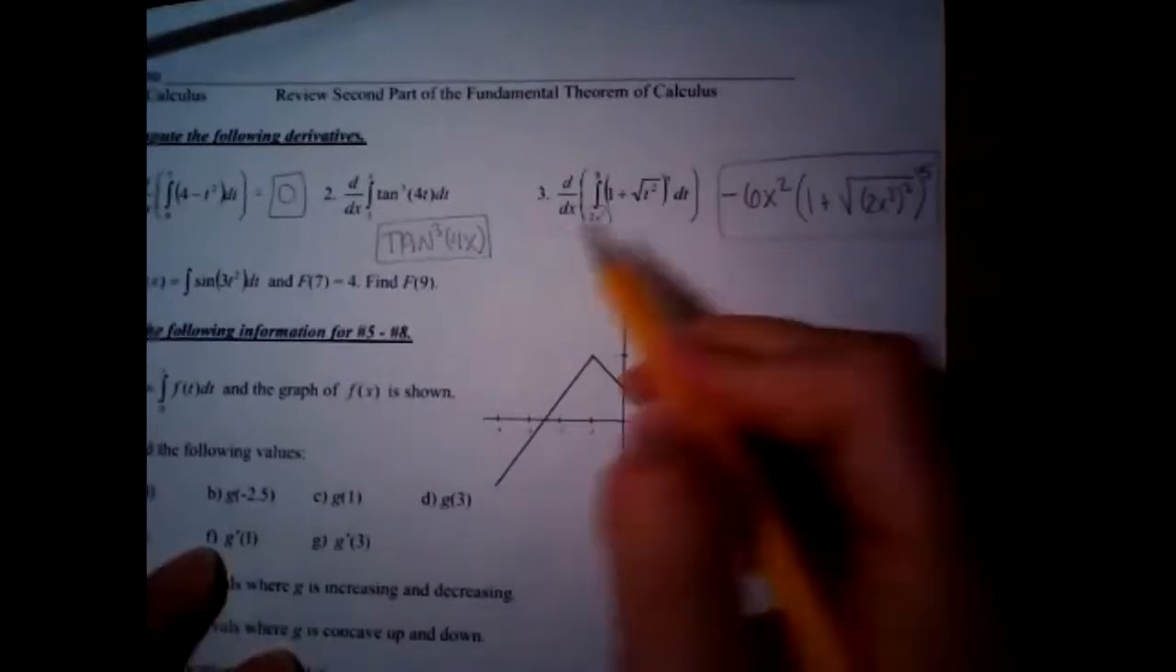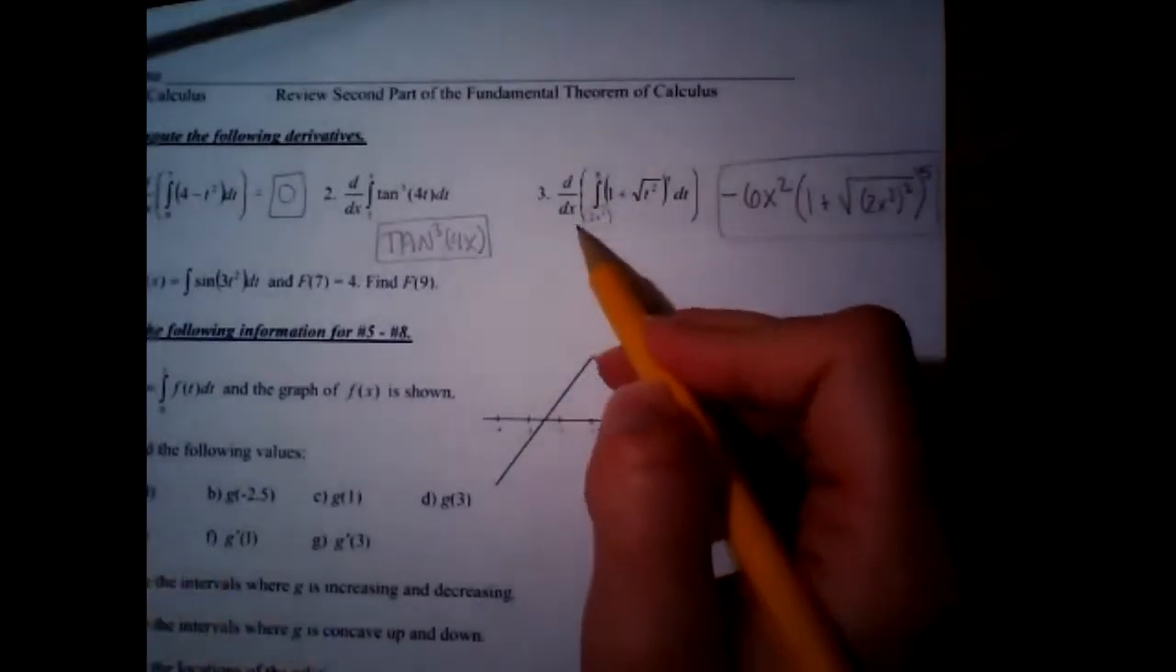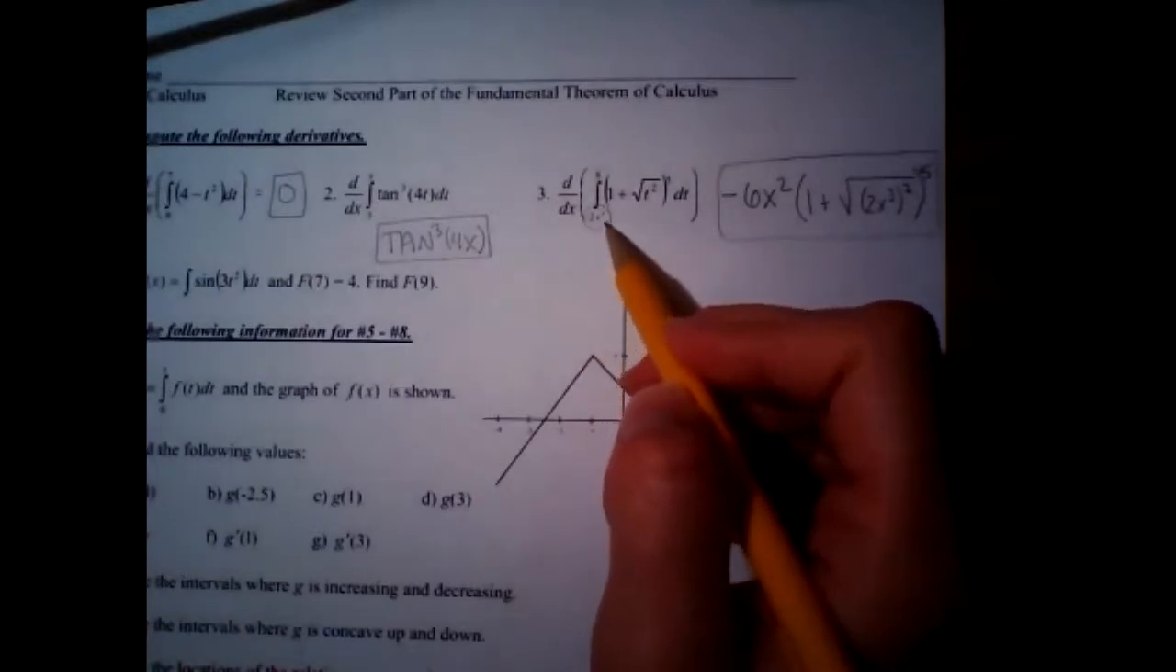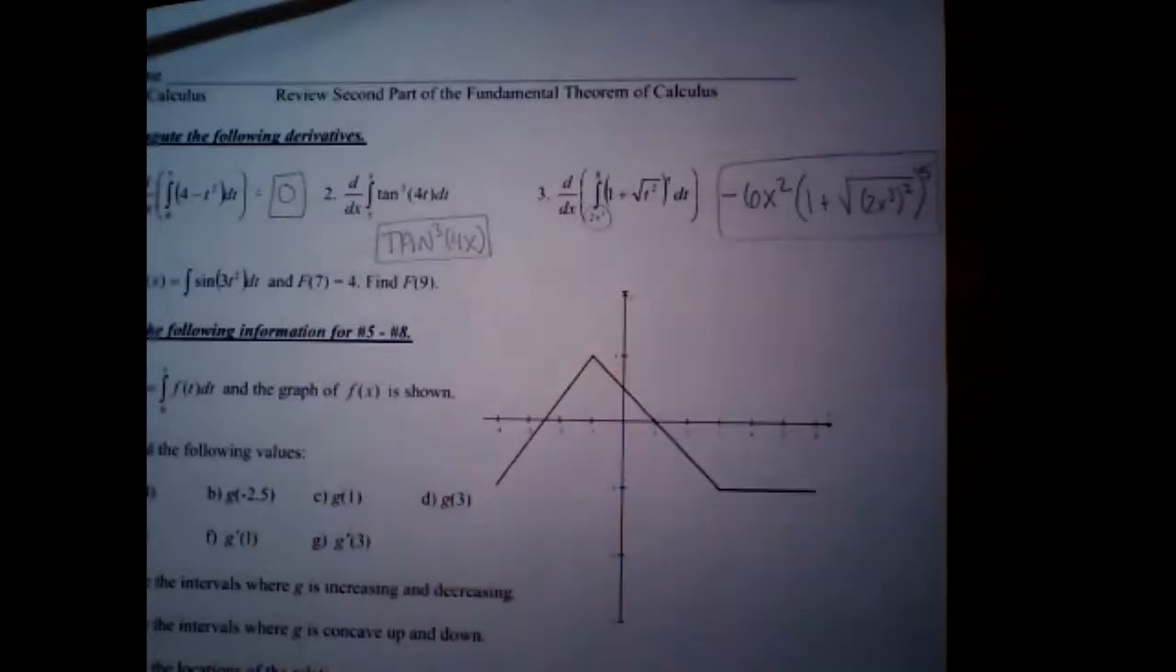So we put a negative because the boundaries were reversed. We did a chain rule for this part because it was more than just x. And then I just took that 2x cubed and plugged it in for t.